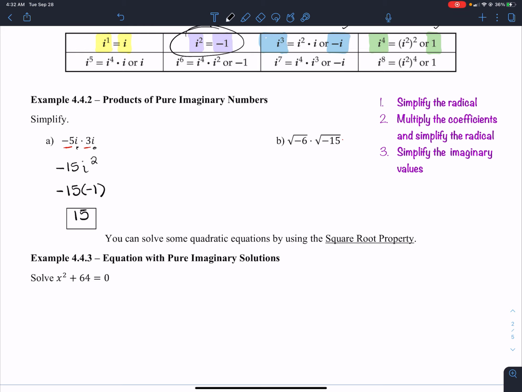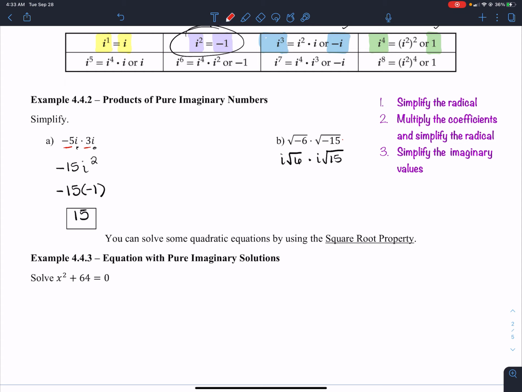All right, let's look at B. First thing, simplify the radical. So this -6 can be broken up into i, not j, radical 6 times i radical 15. Now I'm going to go ahead and do the coefficients first, or the i values.